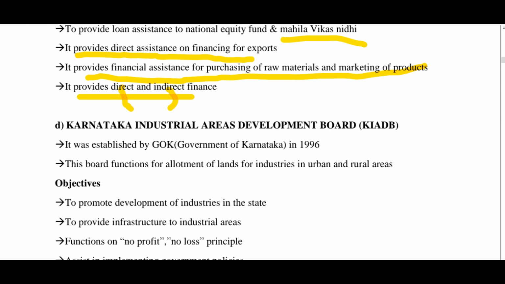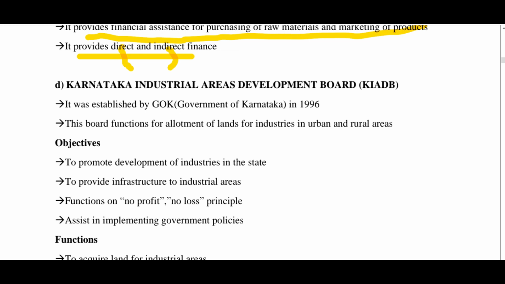Karnataka Industrial Areas Development Board, KIADB, is a board established by the Government of Karnataka in 1996. If you don't remember the names, you can keep in mind it was between 1990 and 2000. It was the period of the 90s when modernization and liberalization were new to India. You can write any date. If you can remember, you can remember.